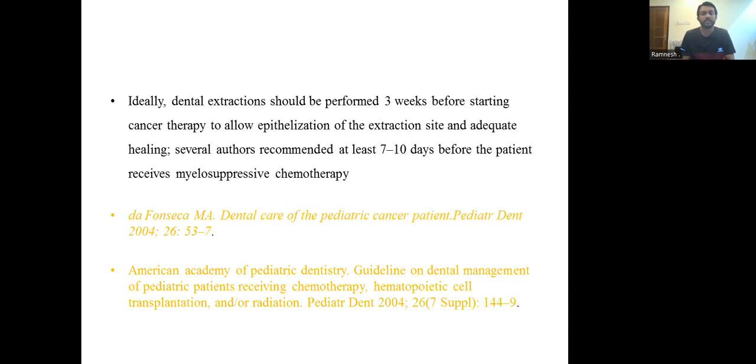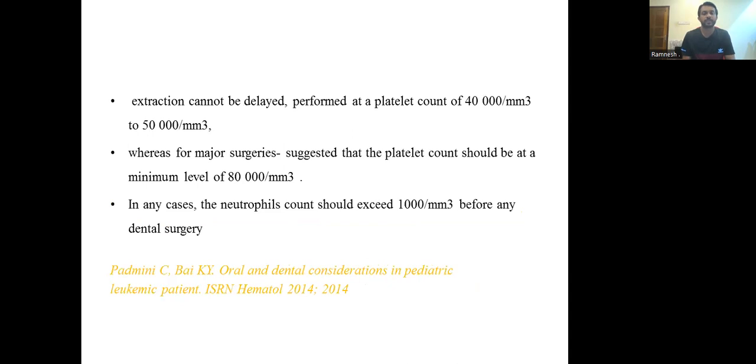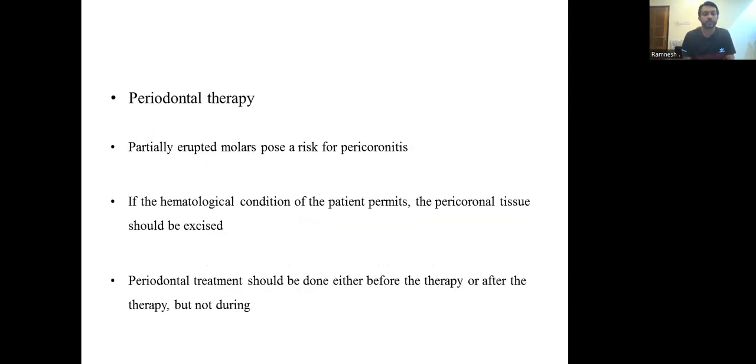Ideally, dental extraction should be performed 3 weeks before starting cancer therapy to allow epithelialization of the extraction site and adequate healing. Several authors recommend at least 7 to 10 days before the patient receives myelosuppressive chemotherapy. If extraction cannot be delayed, it should be performed at a platelet count of 40,000 to 50,000 per cubic millimeter. In any case, the neutrophil count should exceed 1000 per cubic millimeter before any dental surgery.